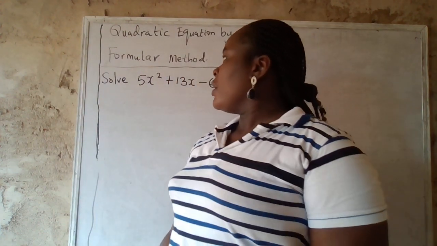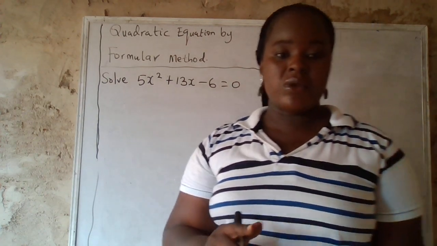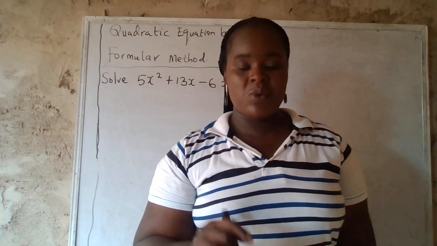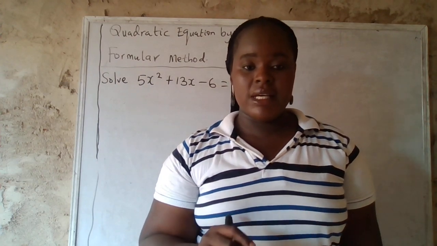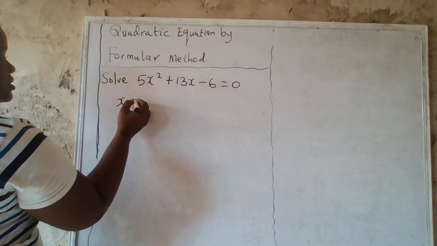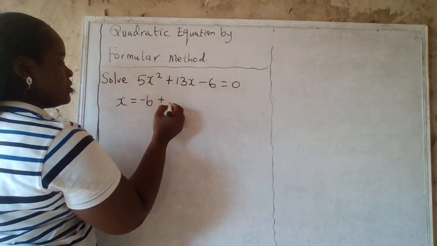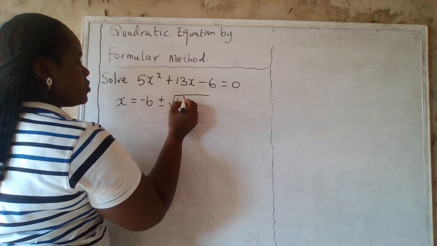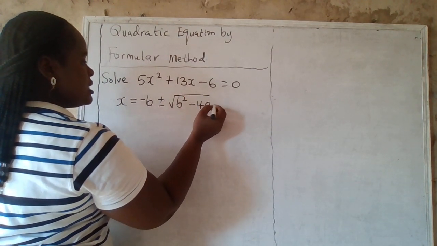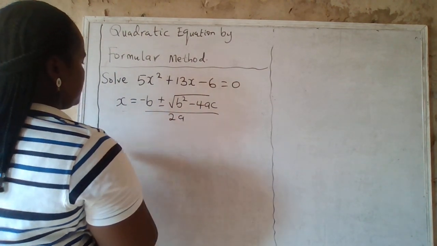Now, we want to solve this problem on the board using the formula method. Remember, in our previous video, we derived the formula, and we are given that x is going to be minus b plus or minus square root of b squared minus 4ac all over 2a.